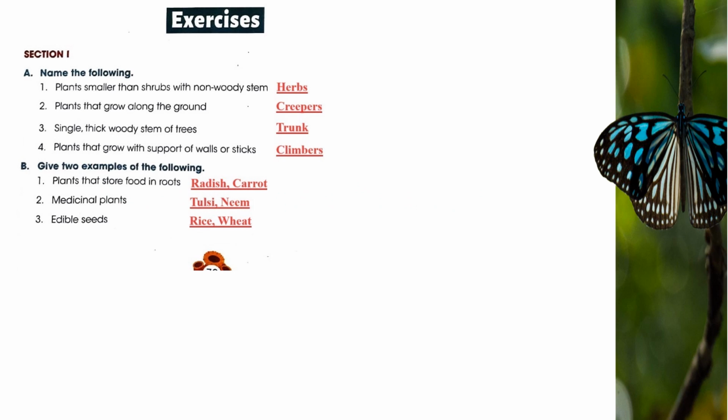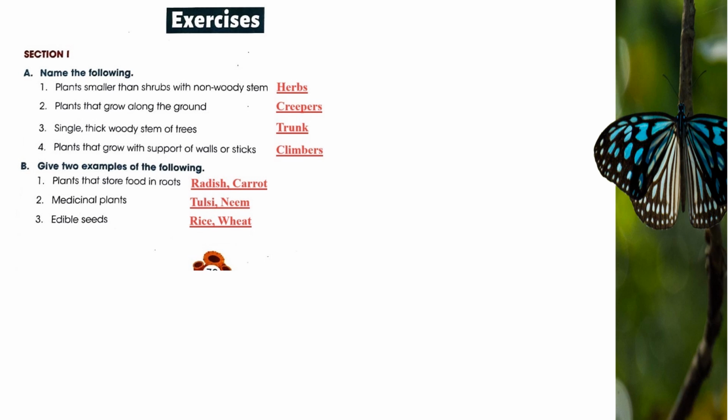First, plants smaller than shrubs with non-woody stem is herbs. Second, plants that grow along the ground is creepers. Third, single, thick, woody stem of trees is trunk. Fourth, plants that grow with support of walls or sticks is climbers.